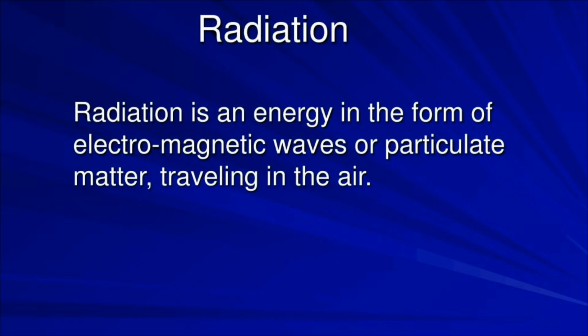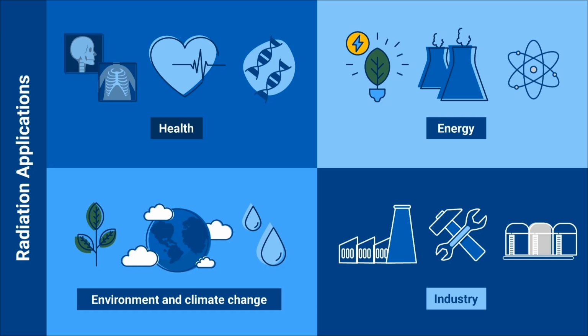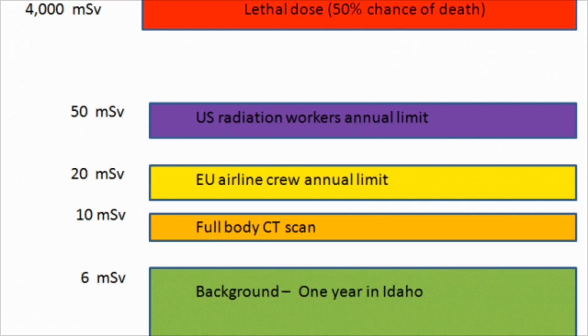Disadvantages of radiation: 1. Environmental pollution. Nuclear accidents can release radiation into the environment and harm plants, animals, and humans. 2. Nuclear weapons. Radiation is a major component of nuclear weapons, which can cause massive destruction and long-term contamination.